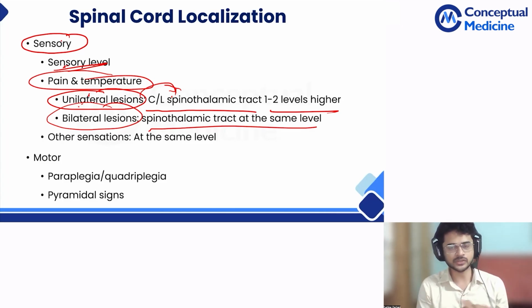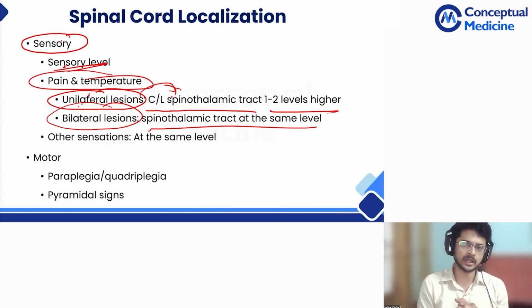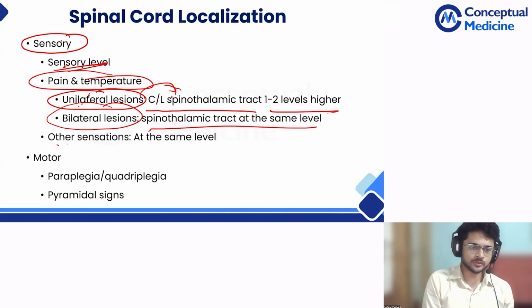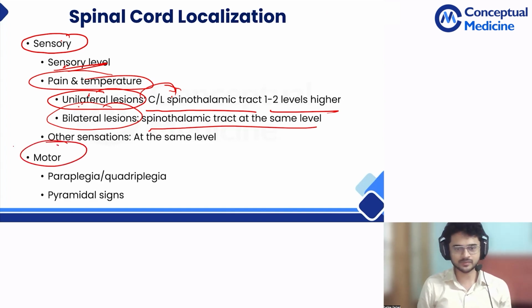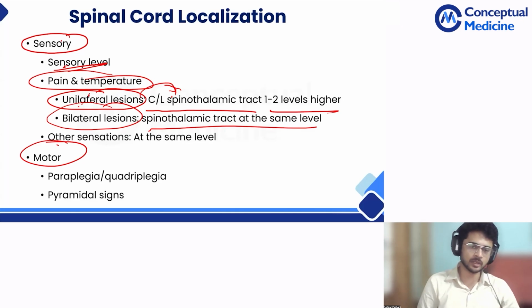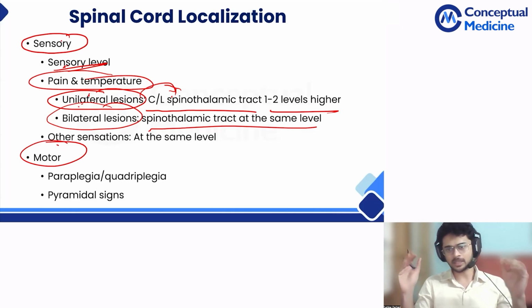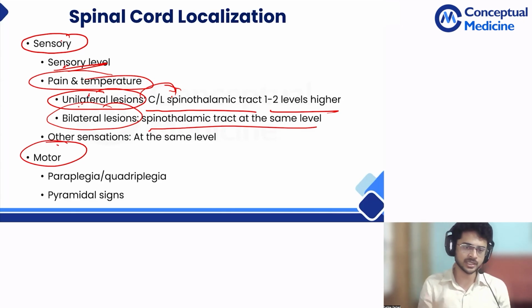Other sensations, the dorsal column sensations, usually correspond to the same spinal level. When it comes to the motor localization, it's very easy. Usually if it's a paraplegia, it means that the lesion is somewhere at L1 and below. And if it's a quadriplegia, with upper limb weakness, it takes the localization higher, to the cervical level.